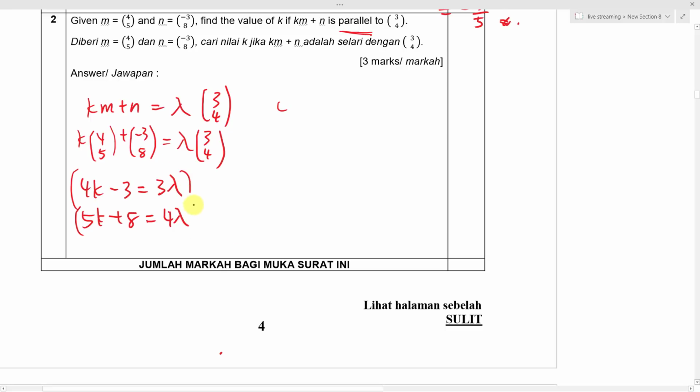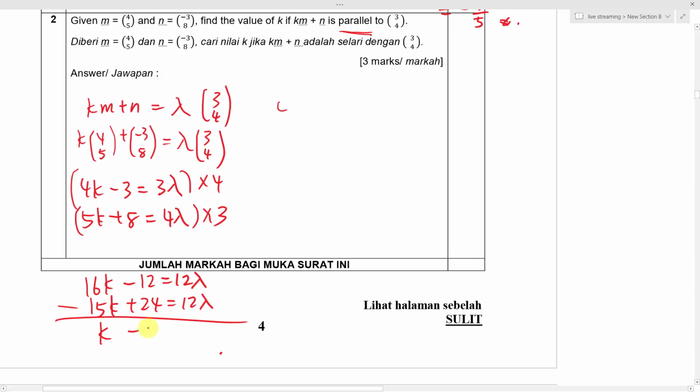So I want to eliminate the lambda. So I will multiply 4 here and multiply 3 here. So I get 16k minus 12 equals 12 lambda. And then this one I have 15k plus 24 equals 12 lambda. And then I subtract them. I get k minus 36 equals 0. k equals 36. Yeah, using this method is faster. Alright, so yeah, I guess k will be 36 here.